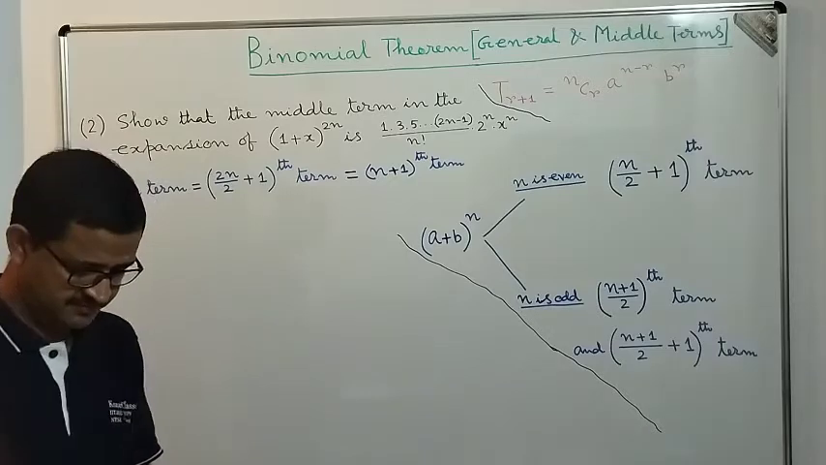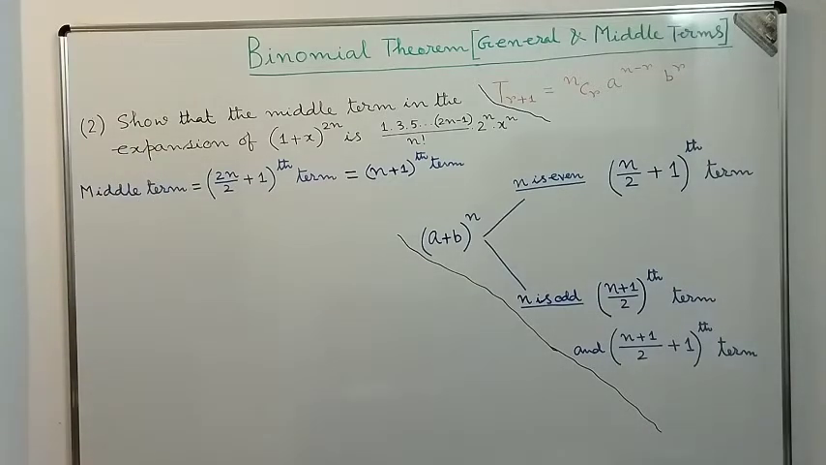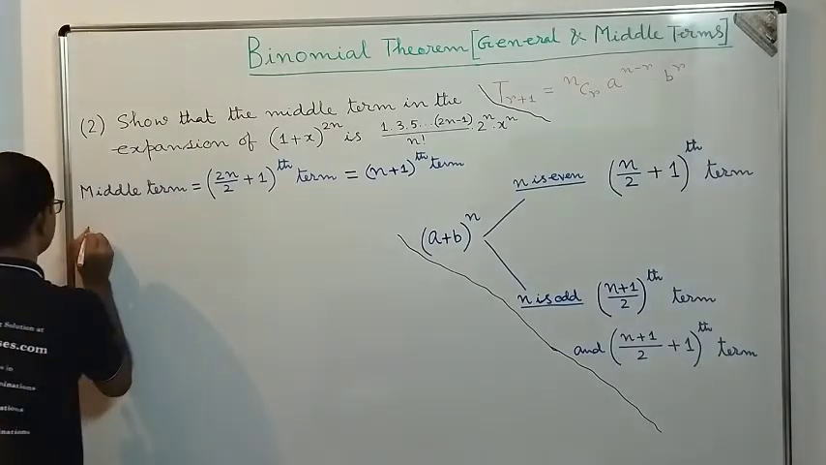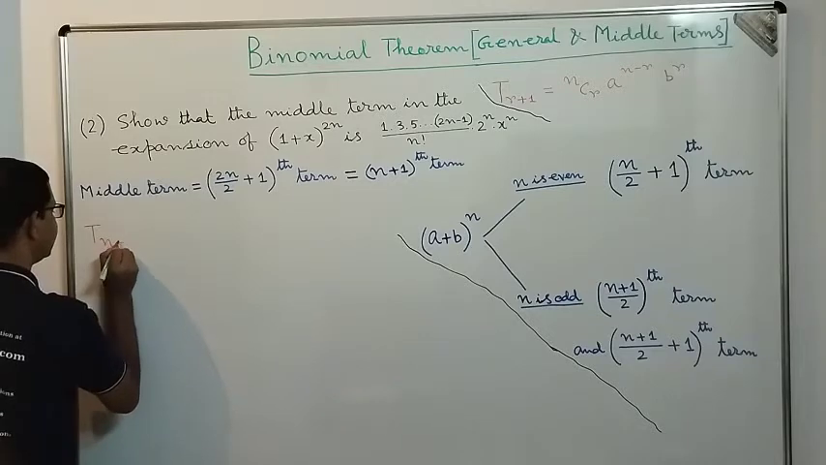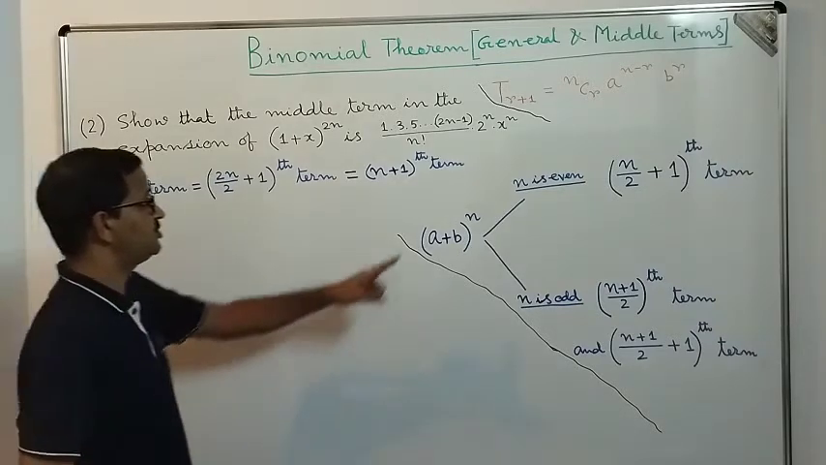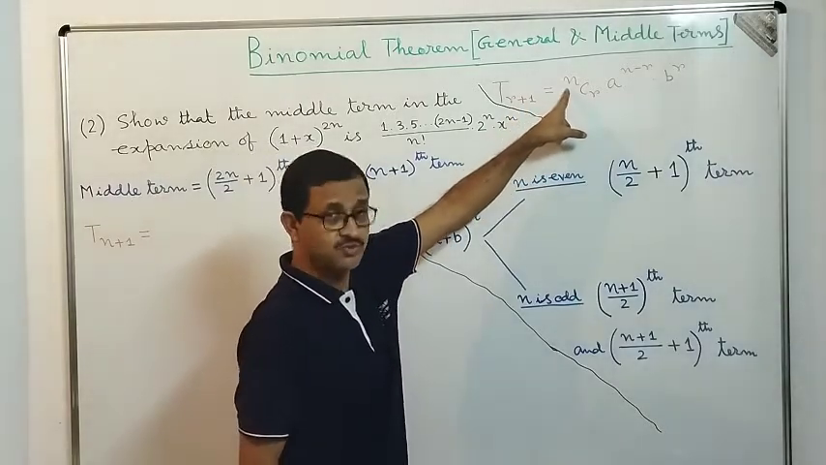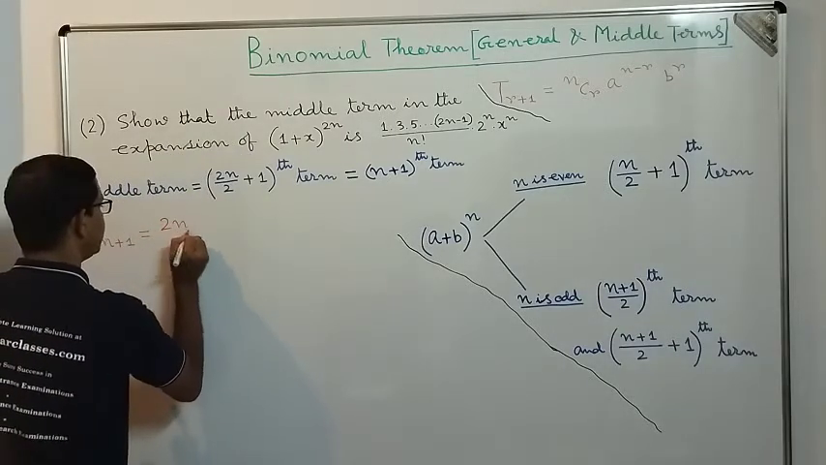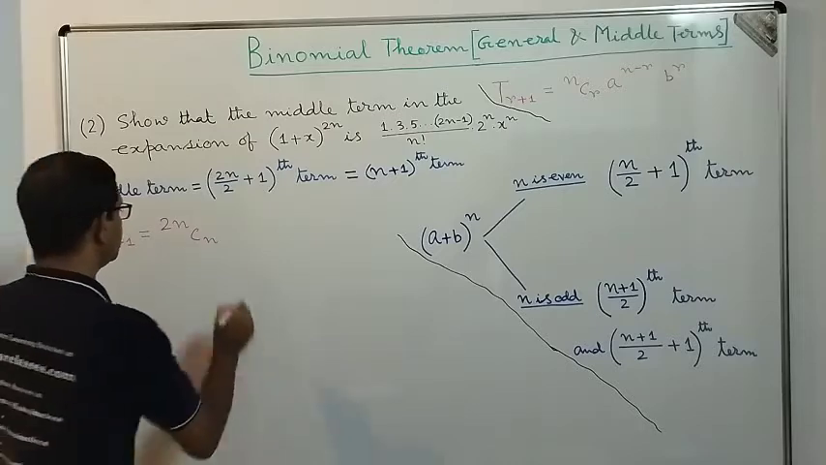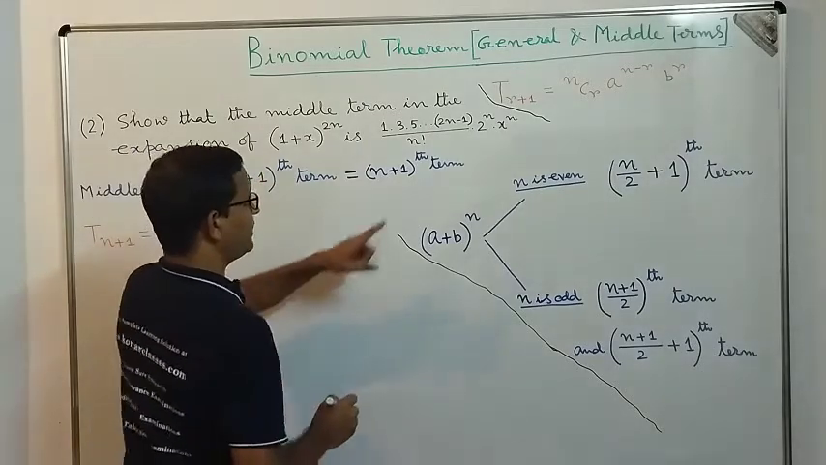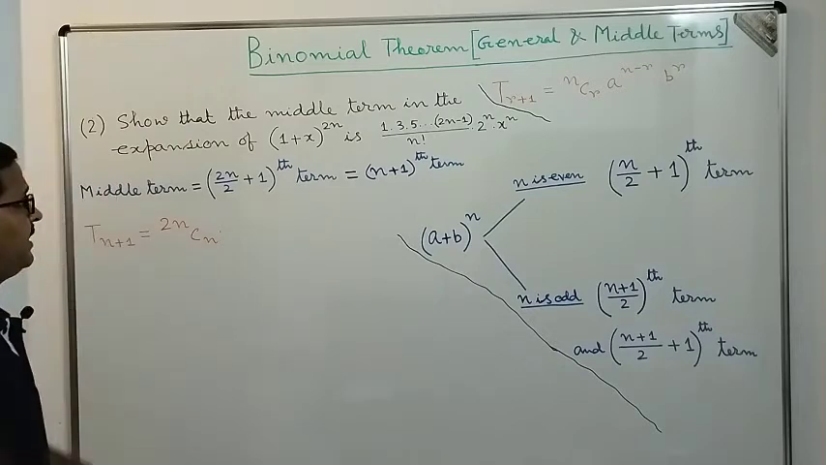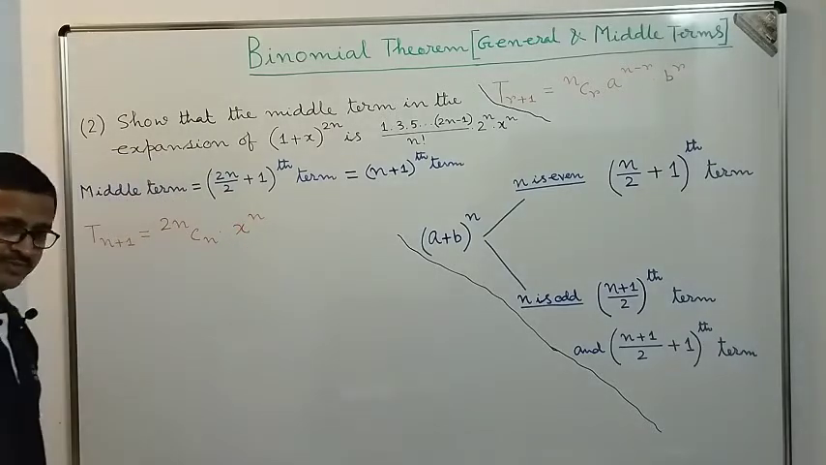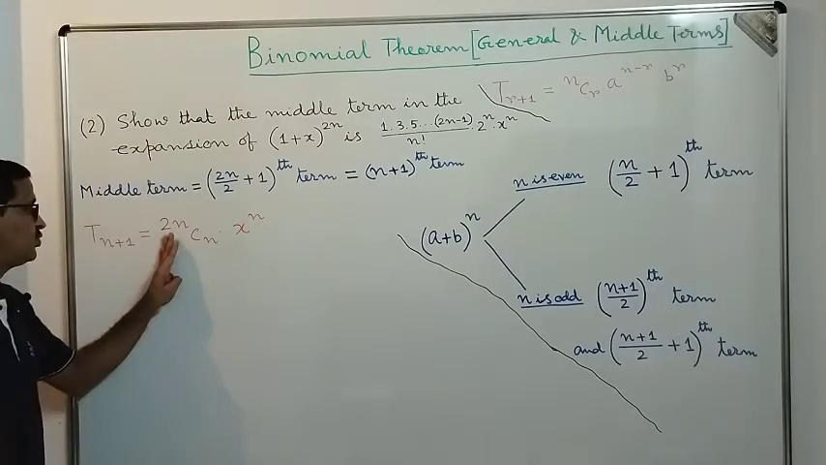So let me use a different color. The n plus 1th term, how do we write it? That is equal to capital T n plus 1. And we should use this formula. In this case n is 2n in context to the question, and r is n. So this is equal to what, dear students? This is equal to 2nCn into a power. What is a? a is 1, and 1 power anything is 1. And what is b? b is x. x power n. Correct?